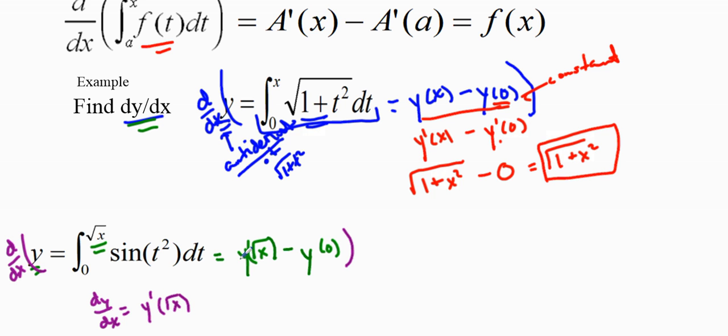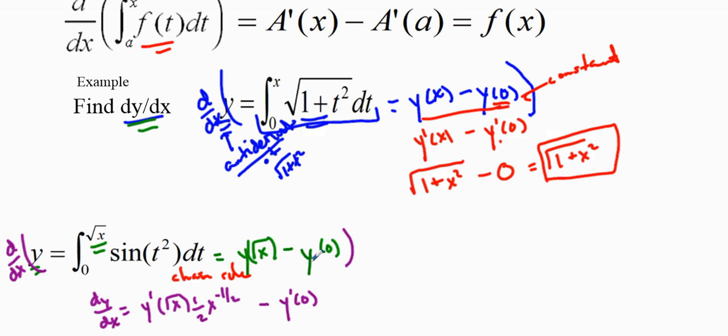Since I'm taking the derivative of a composite function, guess what we have to use to find this derivative? Hopefully you're saying it with me. Yes, whenever you take a composite derivative, you have to use the chain rule. So we're going to use the chain rule here. The derivative of y is going to be y prime of the square root of x times the derivative of the square root of x, which is 1/2 x to the negative 1/2 power, minus y prime of 0.